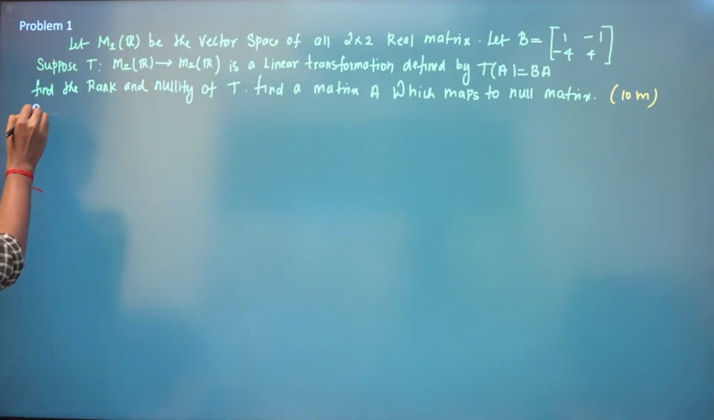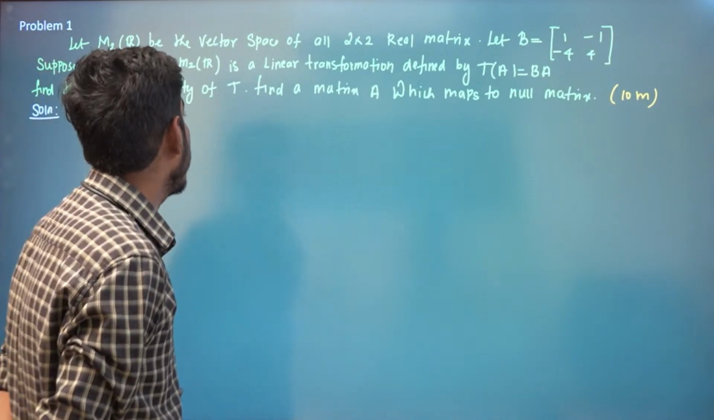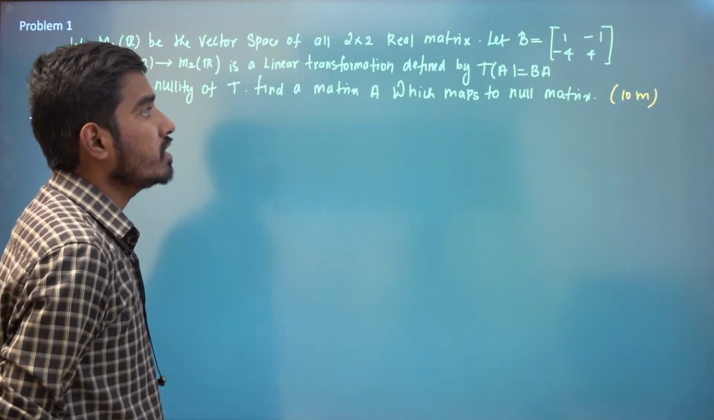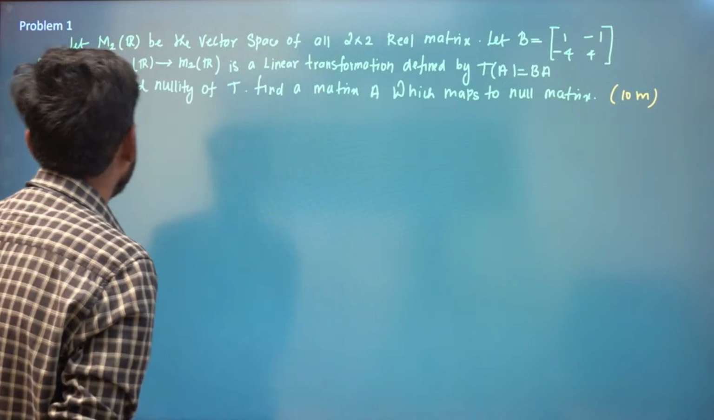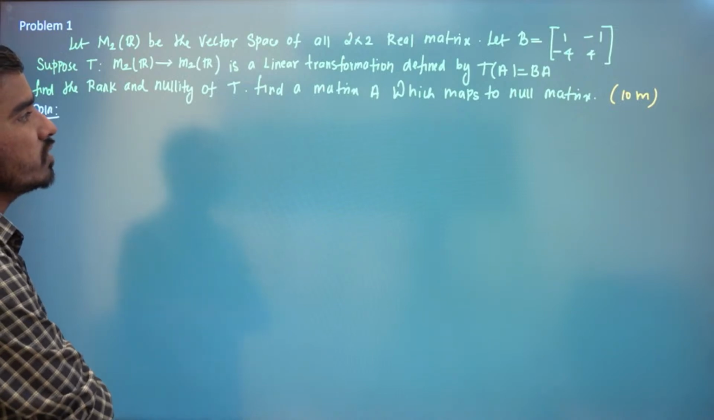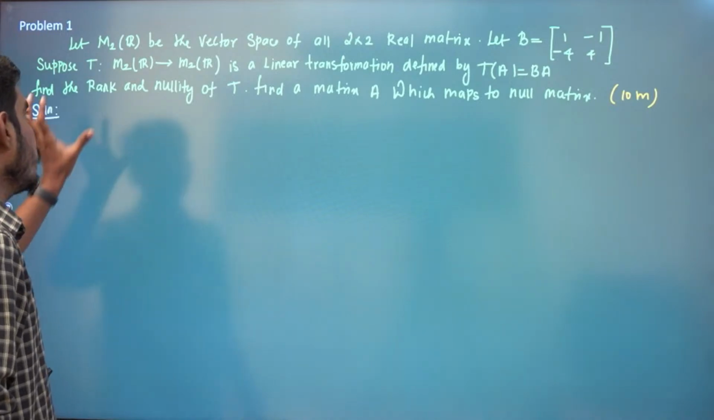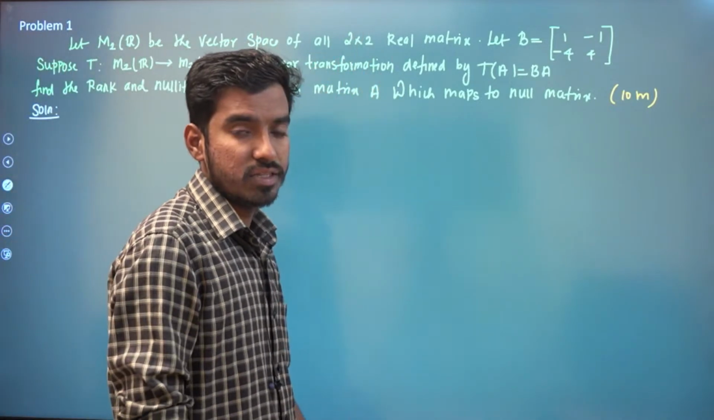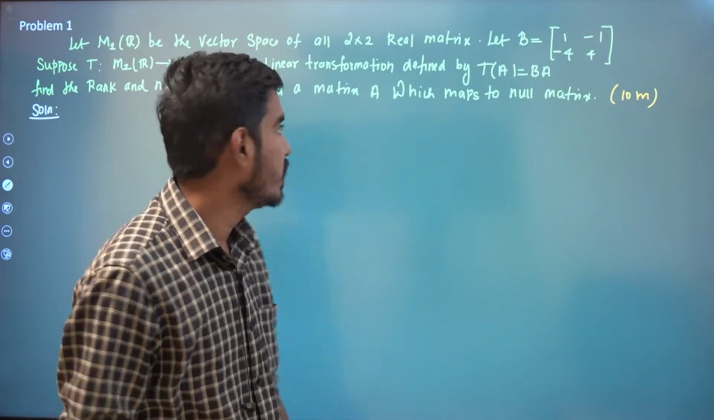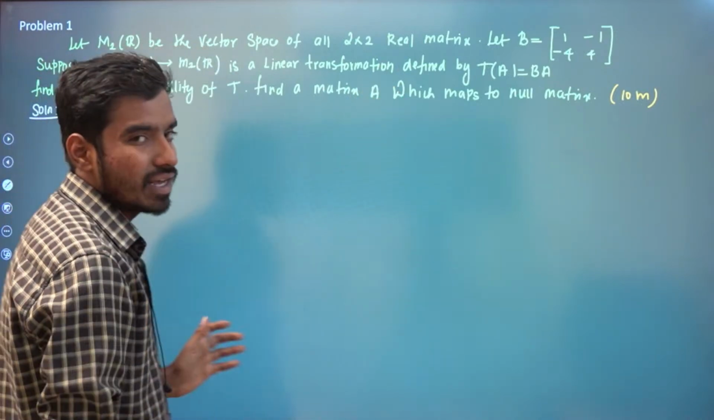What this question says is: let M2 of R be the vector space of all 2 by 2 real matrices, and B is a 2 by 2 matrix given by 1, minus 1, minus 4, 4. T is a linear transformation from M2 of R to M2 of R given by T of A equal to BA. Then find the rank and nullity of T. We will find the matrix of T associated with this linear transformation, and for that matrix we will find rank and nullity. Also find a matrix A which maps to the null matrix, that is, we need to find the null space also.